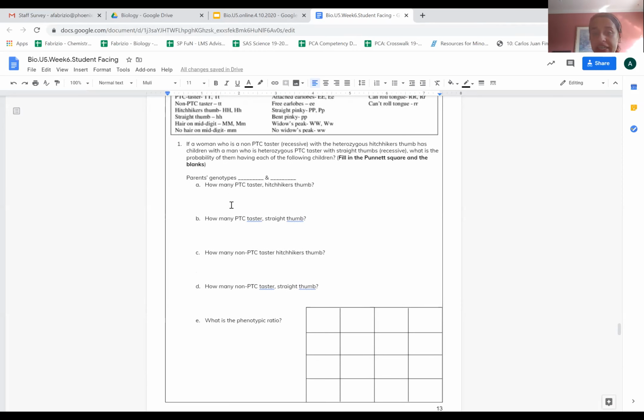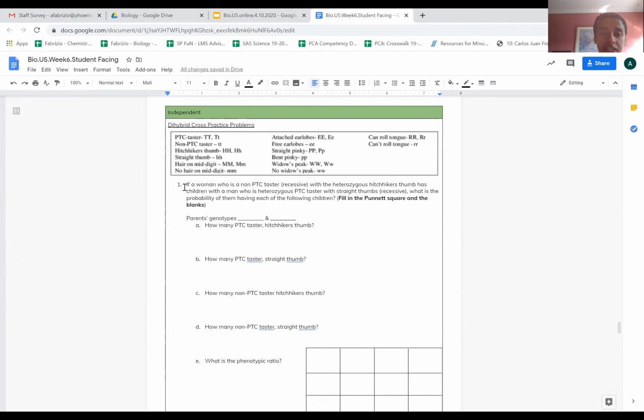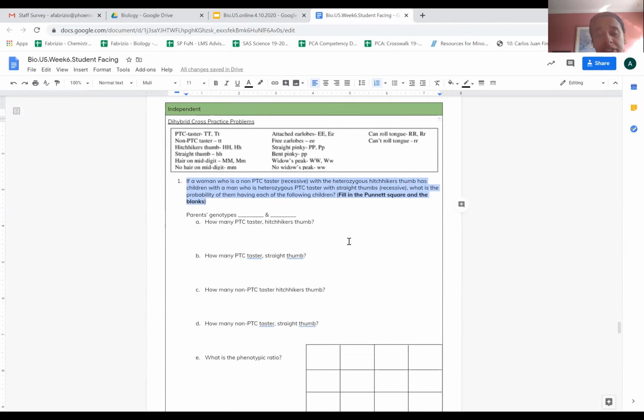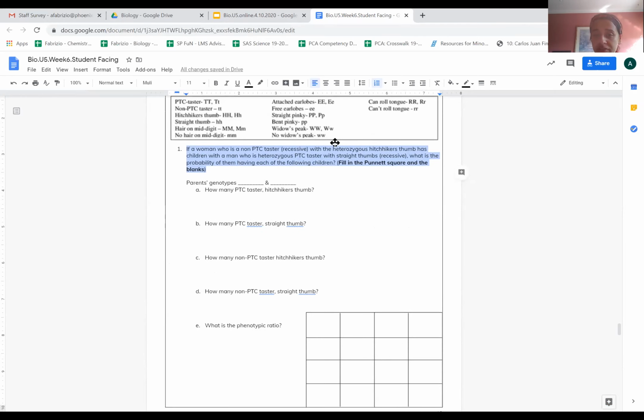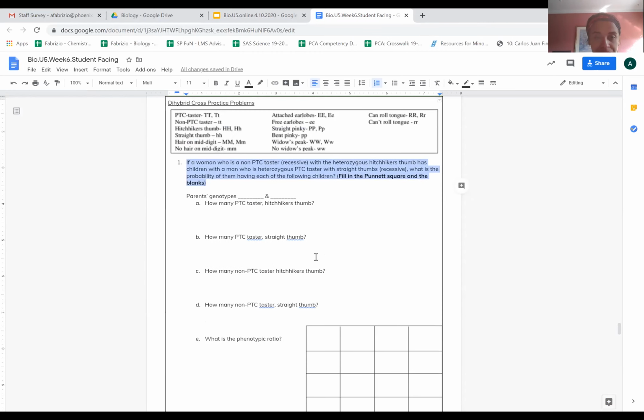We're going to do one problem together, and then you guys are going to be on your own for the rest. Number one: if a woman who is a non-PTC taster, which is recessive, which it tells us, and you can also look up here and see that it's recessive, with a heterozygous hitchhiker's thumb, has children with a man who is a heterozygous PTC taster with straight thumbs, which are also recessive, what is the probability of them having each of the following children? It wants us to fill in the Punnett square and then answer these questions. First, let's pause and see you guys try this on your own. Pause me now and complete 1A through E on page 13 of our packet.